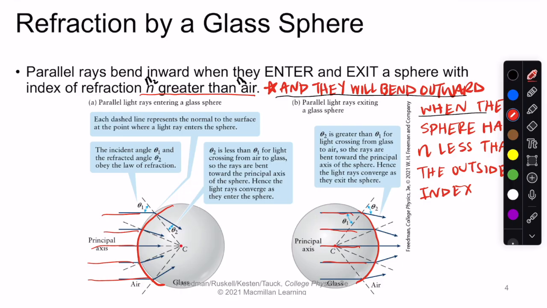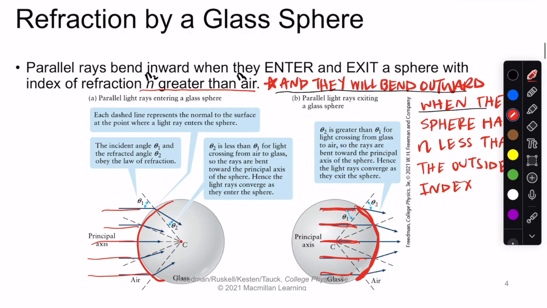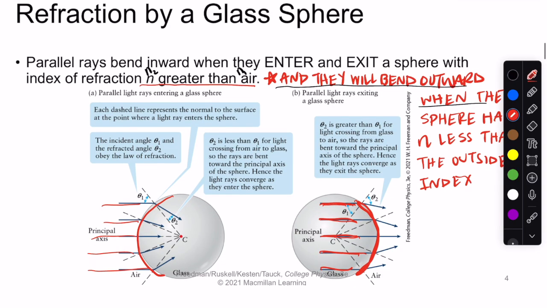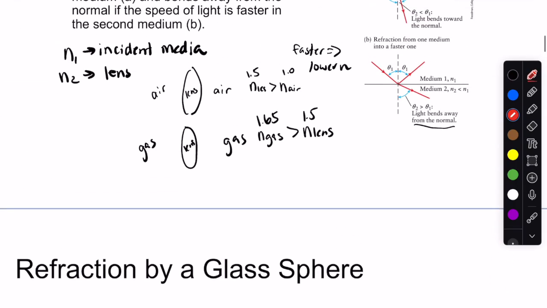Well, what if they are traveling through the glass in parallel rays, and then they encounter this curved surface? So that would look like a concave surface. And they're going to exit into air, which has a lower index of refraction. What's going to happen? They're going to bend inward as well. Okay? And the opposite will be true if we were to flip the indices of refraction, right?